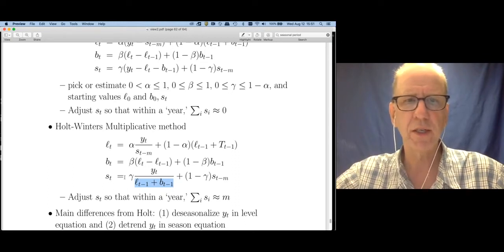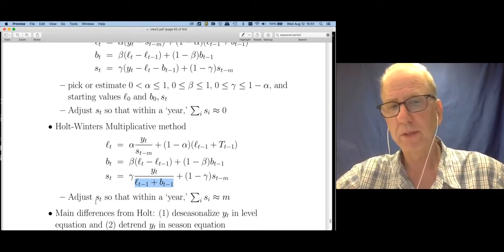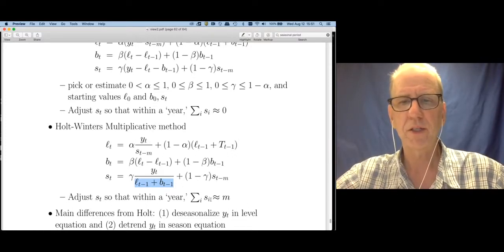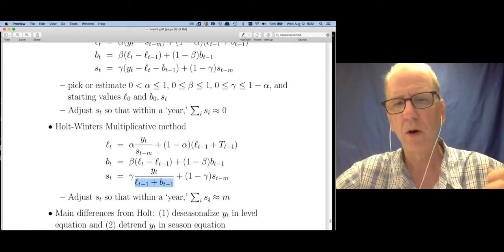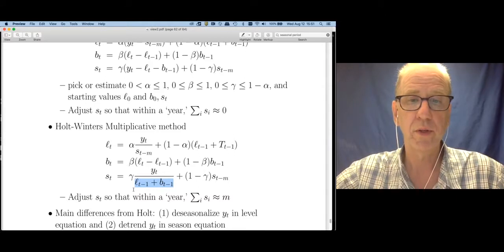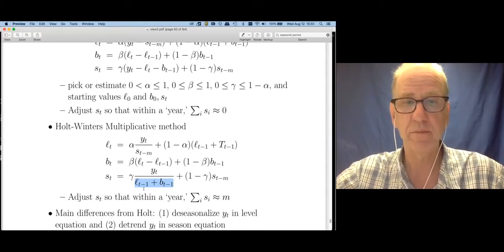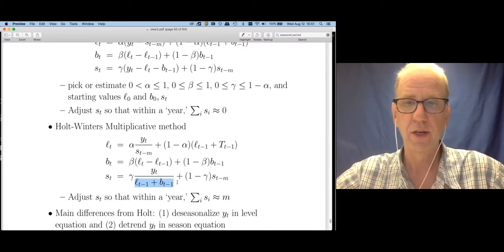Just as we adjusted the seasonal effects so they would sum to 0 for the additive effects, for the multiplicative model we adjust them so that they sum to m. So if I have quarterly data, on average the seasonal effects equal 1. We want that because 1 times something doesn't change it, so that's why we want the seasonal adjustment effect to average 1.